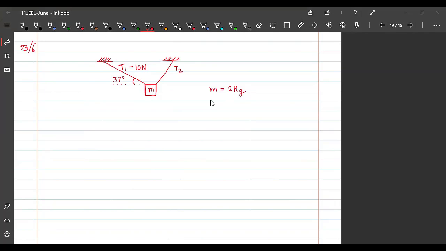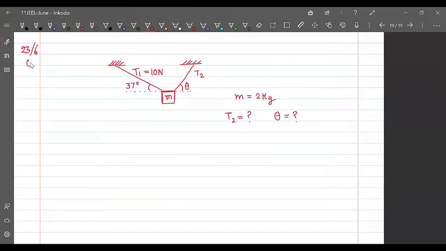So the first thing you have to find out is the value of tension T2. T2 is the question, and then this angle theta is the question. Figure this out. For this we have to make the FBD of the block. Make the free body diagram of the block, T1 will come here, T2 will come here, and the force mg will act downward. I hope sin 37 and cos 37 are remembered by everyone. Sin 37 is 3/5 and cos 37 is 4/5. So draw the FBD, then solve. There are 3 forces here, we can apply Lami's theorem.